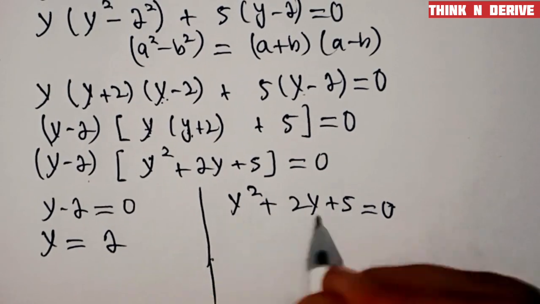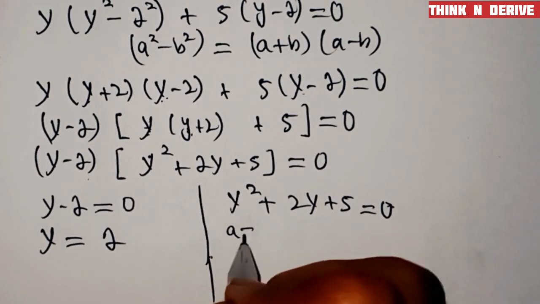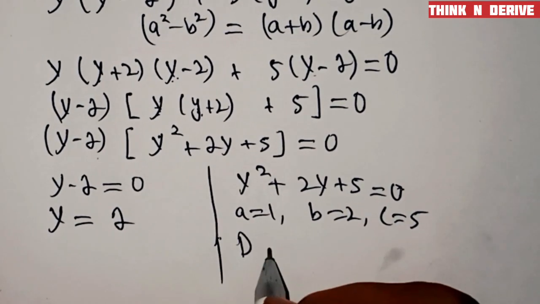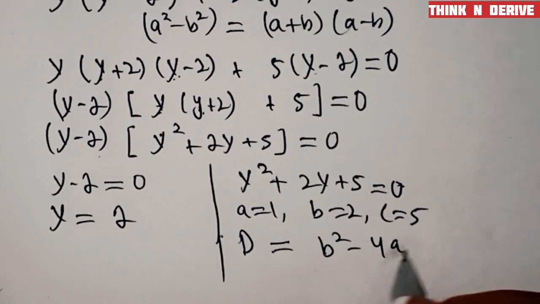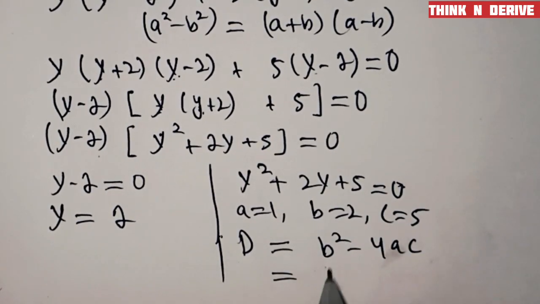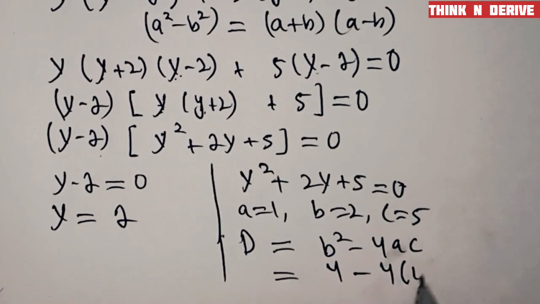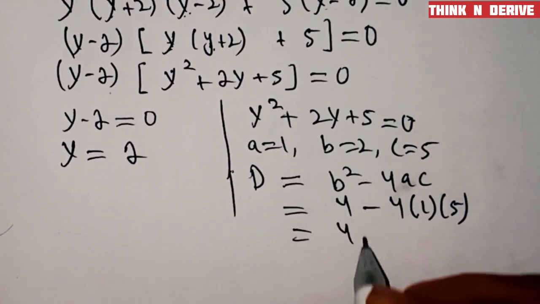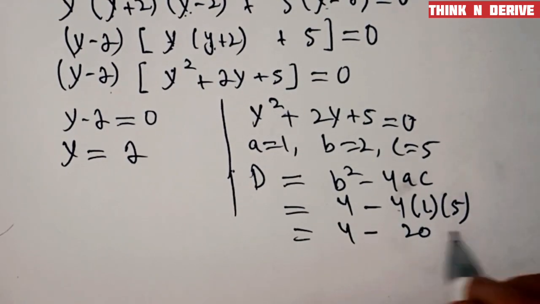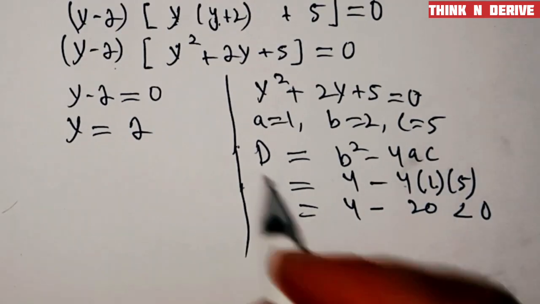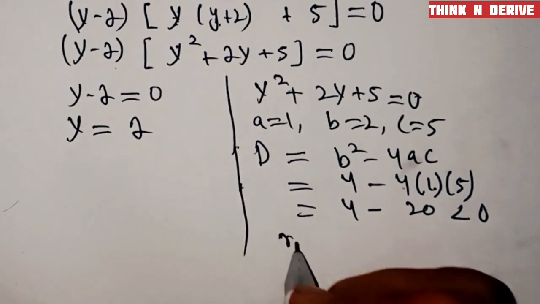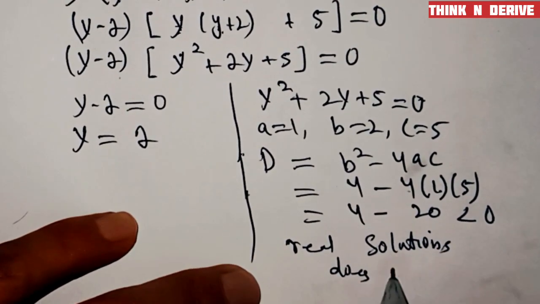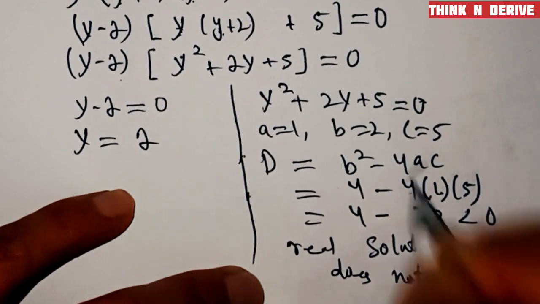and we'll solve this by the quadratic formula. Here a is equal to 1, b is equal to 2, c is equal to 5. Therefore the discriminant is equal to b square minus 4ac, that is 2 square minus 4 into 1 into 5. This is equal to 4 minus 20, so this is less than 0. And we know if the discriminant is less than 0, then a real solution does not exist. So this statement is false.